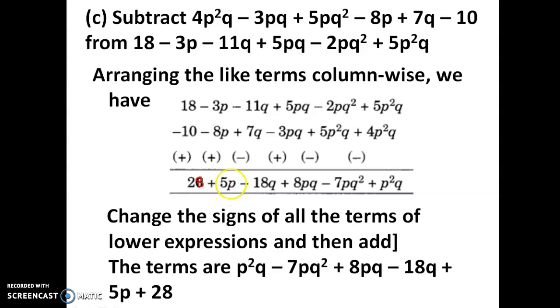Then put the variable. So you have to do the addition and subtraction only to the coefficient and put the same variable what you are having here. Then minus 11 minus 7. Both are in minus, so you have to add the coefficient and put the minus sign. So 11 plus 7 is 18. Put the minus sign, so minus 18q you will get.